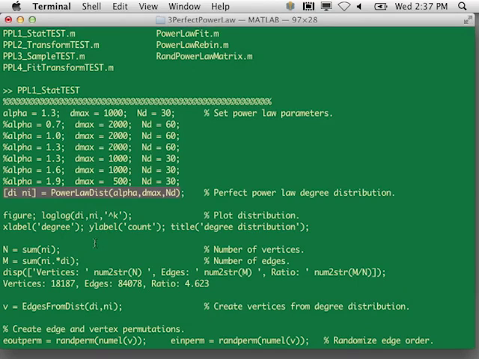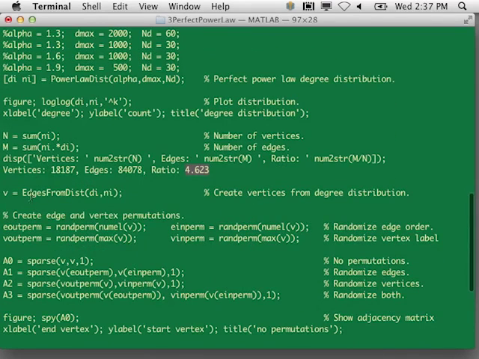Then moving along, we can compute the total number of vertices from the distribution. We just sum. Compute the total number of edges. We can sum there. And then we see that the total vertices was 18,187, 84,000 edges with an edge to vertex ratio of 4.6. We now have a function called edges from distribution. So if I pass in the distribution, essentially the degrees and the counts, it will generate a set of vertices that is consistent with that distribution.